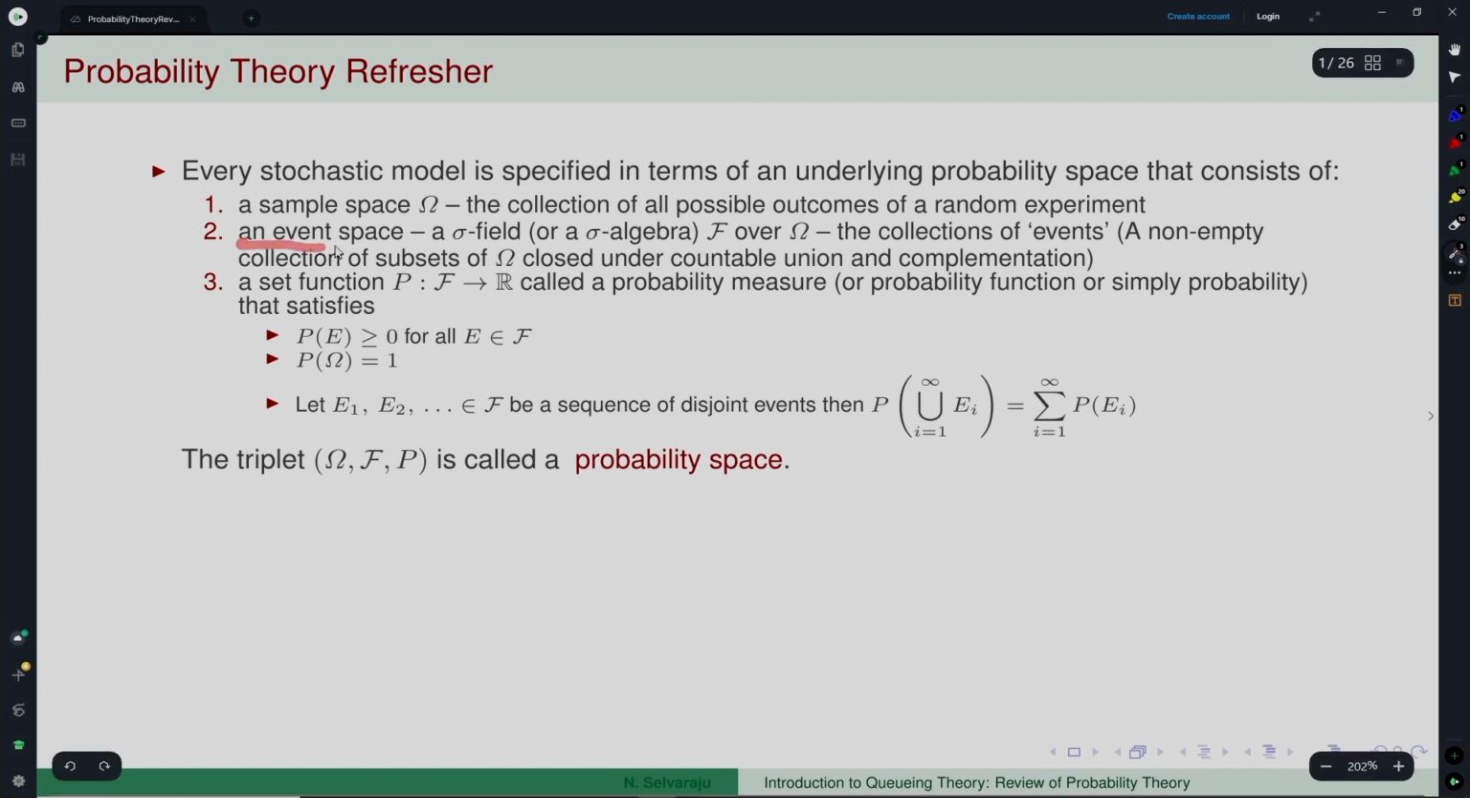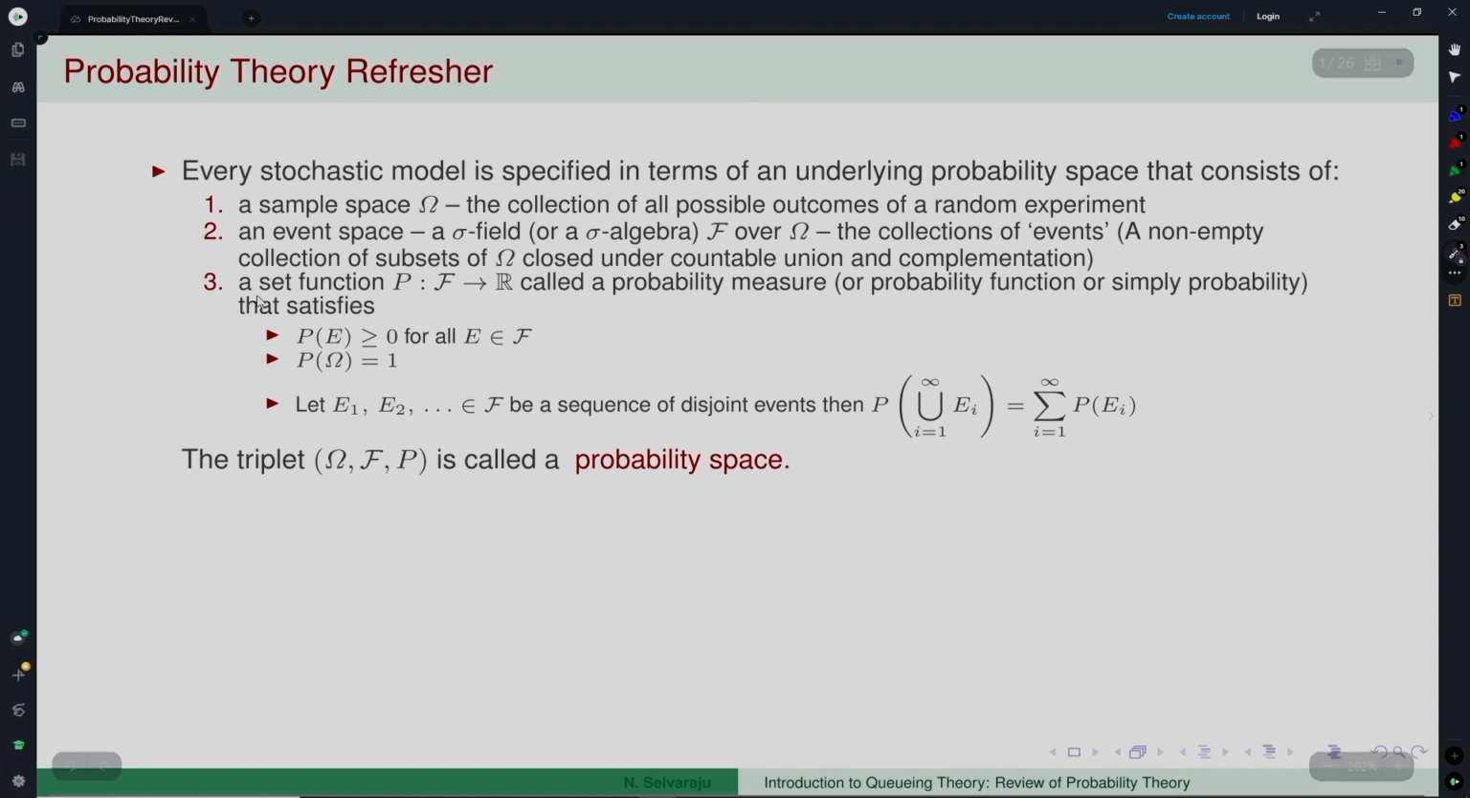And the next thing is a bit more technical, which we call an event space, but technically it is called a sigma field or a sigma algebra, which is basically a collection of events. So, one should naturally include inside this set whatever possible events you can think of with respect to the random experiment. So, a non-empty collection, whatever the condition is, is what is given here.